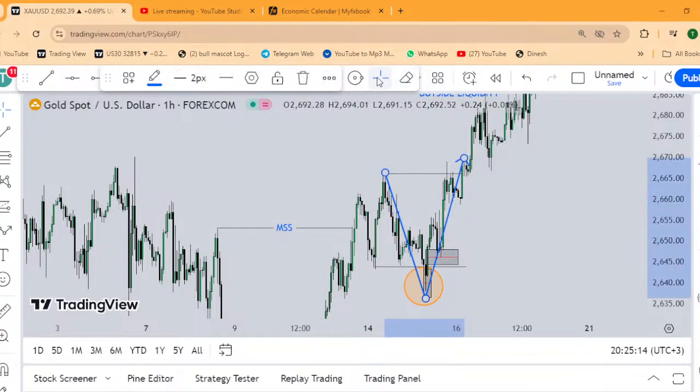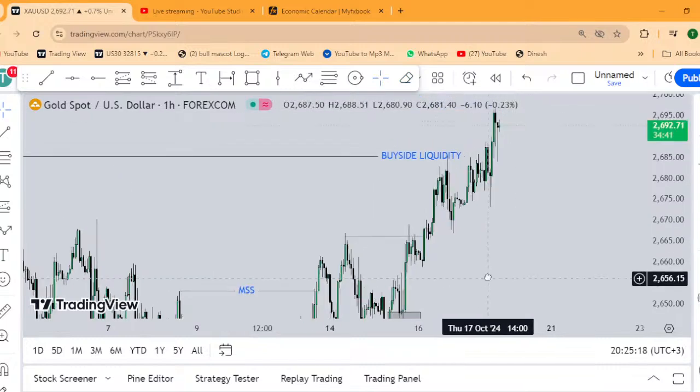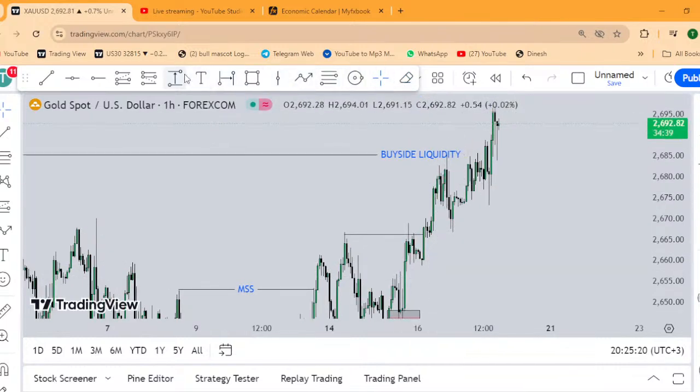So that is a BOS. This was the most significant BOS here. Then price created another BOS.